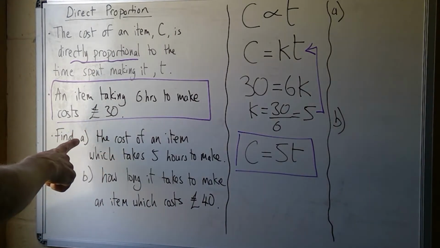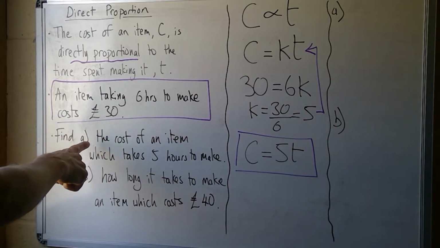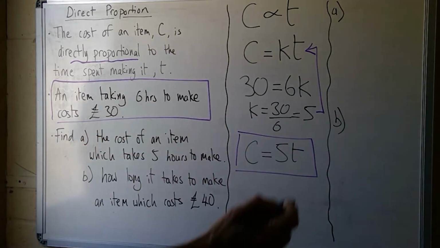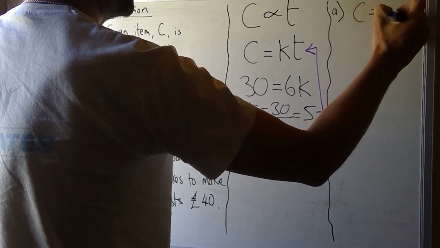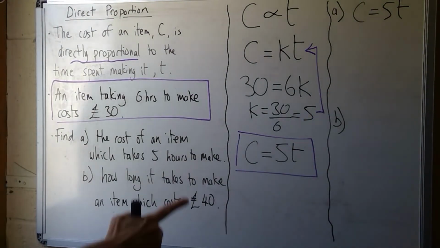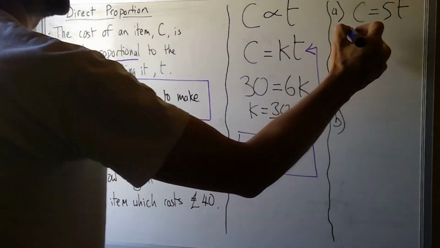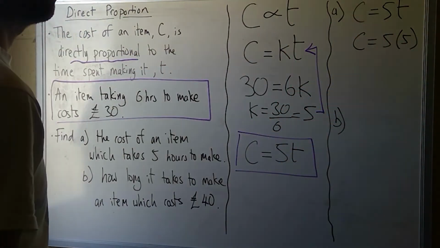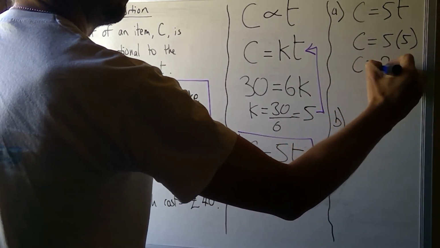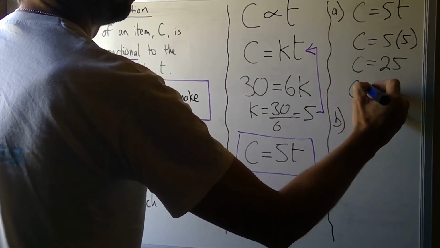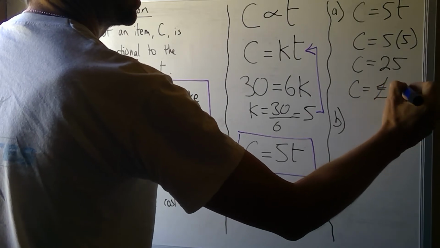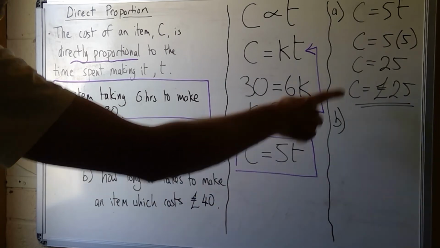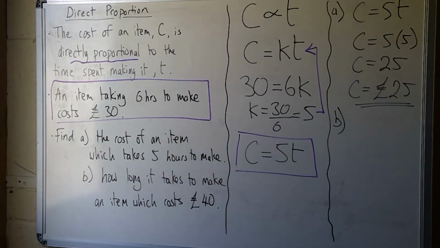The follow-up question here, the question we're actually trying to answer: the cost of an item which takes 5 hours to make. So we use the formula cost equals 5 times the time, and we substitute the values in. So the cost equals 5 lots of 5, so the cost 5 times 5 is 25. So the cost of that item will be £25. So we've used this formula and we substituted the values in.